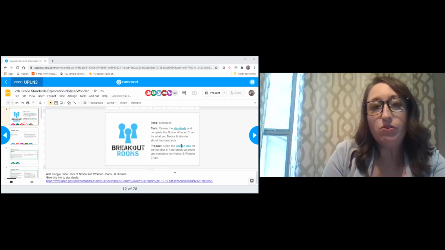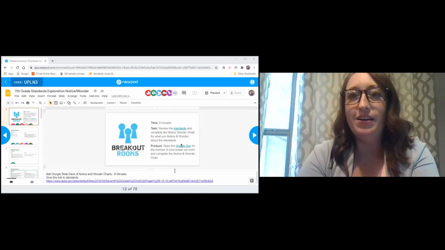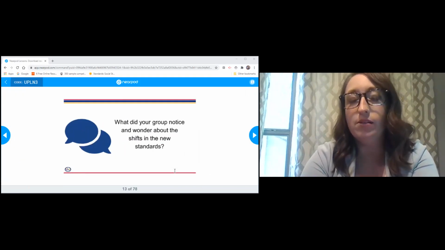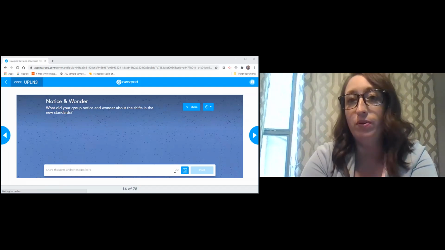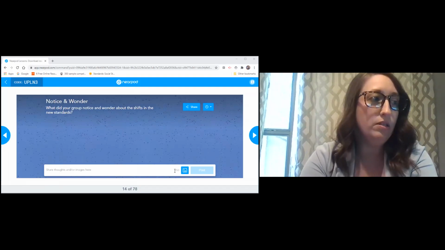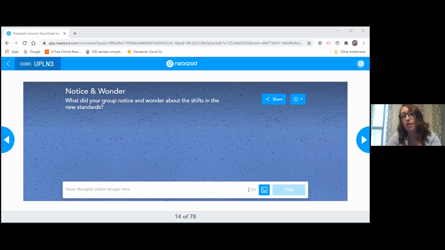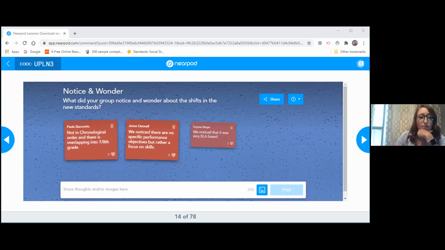All right, so we wanted to get your expertise and ideas from your breakout room. And we would love it if on the next collaborative board, if you would share some main things that your group noticed and wondered about the standards. So just go ahead in the collaborative board, add some of your thoughts. What are your main things that you noticed and wondered, or main ahas, main questions, things that you talked about in your group? Go ahead and share some of those thoughts.